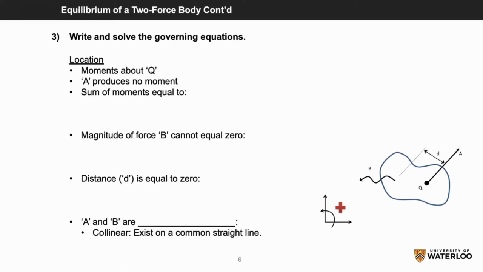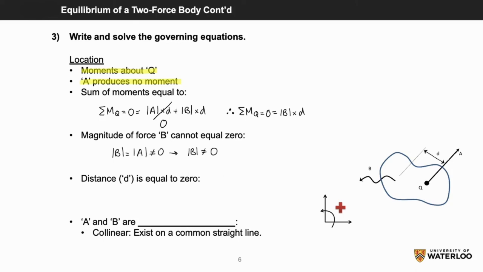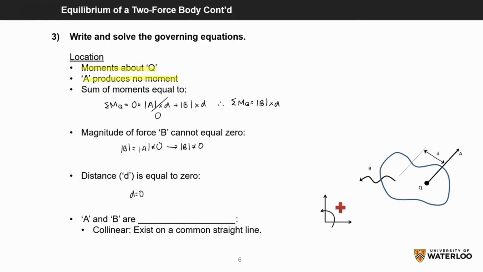Now, we can find the location that force B is acting on in reference to point Q. To do this, we will take the moments about Q, and since the object is in equilibrium, we will set this equal to 0. Since A is already acting on Q, we now know that A produces no moment. So, we can just set the sum of moments equal to the magnitude of force B times an unknown distance. The magnitude of force B cannot equal 0 because we have already determined that it is equal to force A, which is not 0. This means that the distance must be 0 for the moment at Q to be 0.